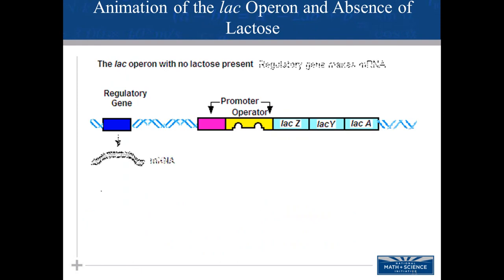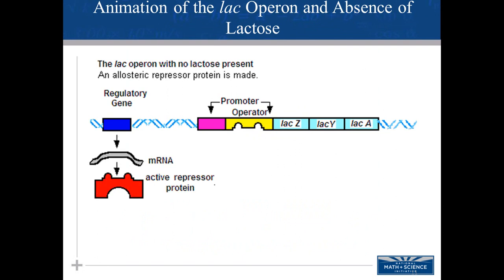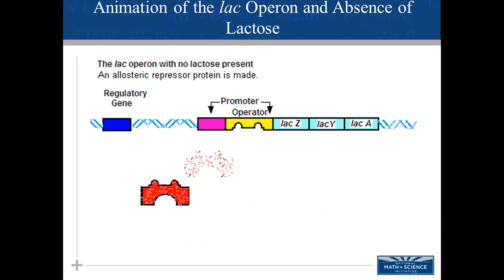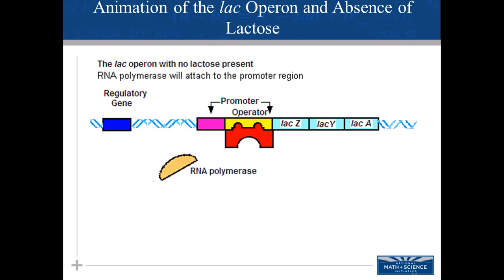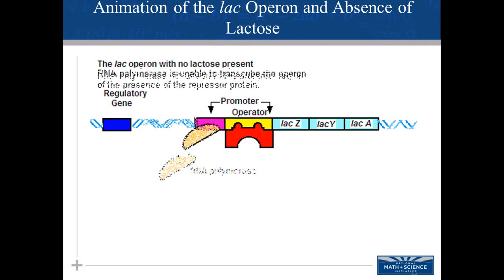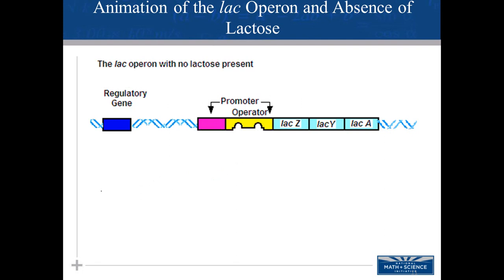So here's a little animation showing that happening. The repressor protein is made. No lactose is present. It's going to attach to the operator region. RNA polymerase is prevented from transcribing the operon.